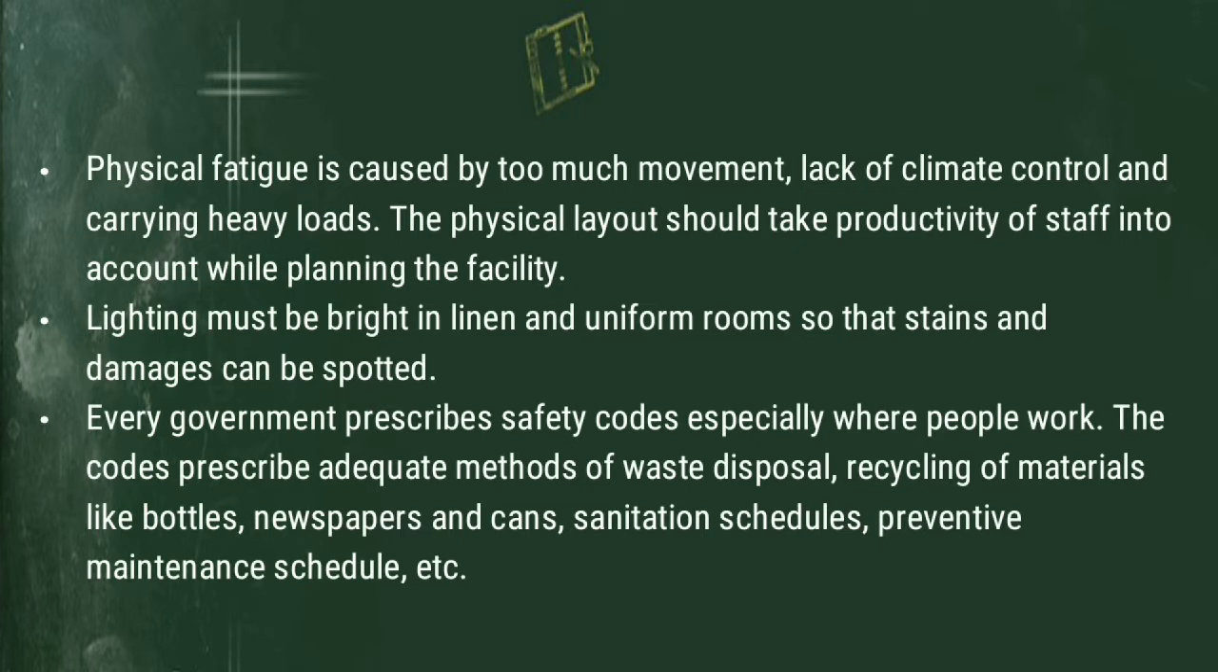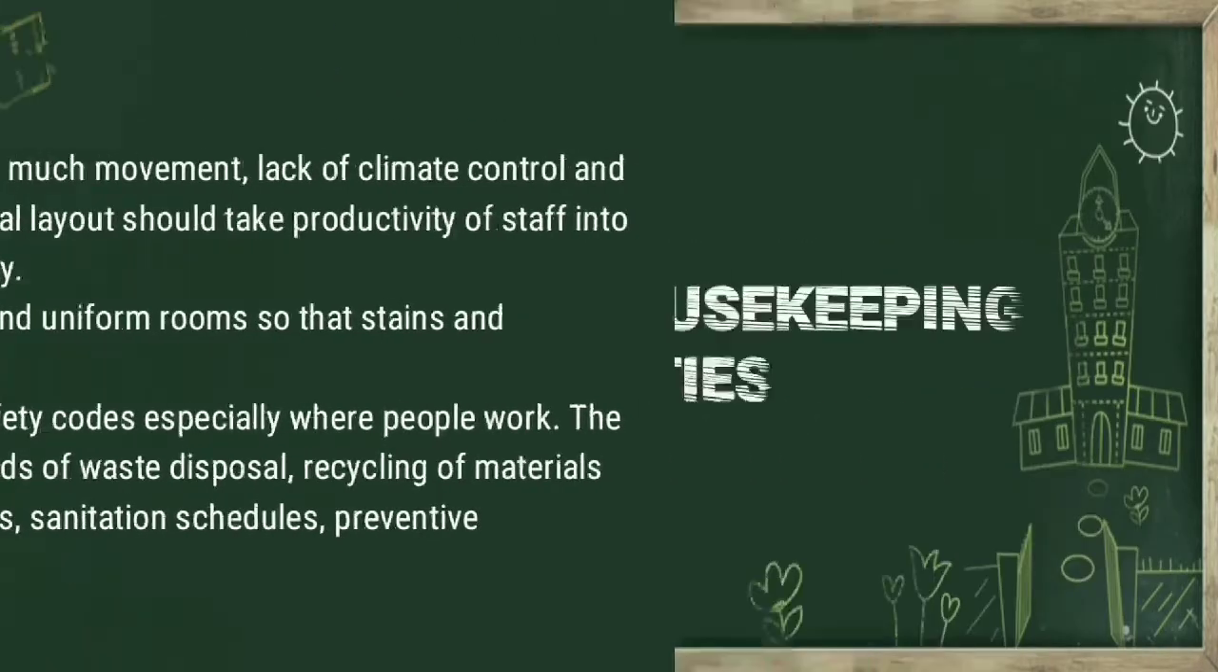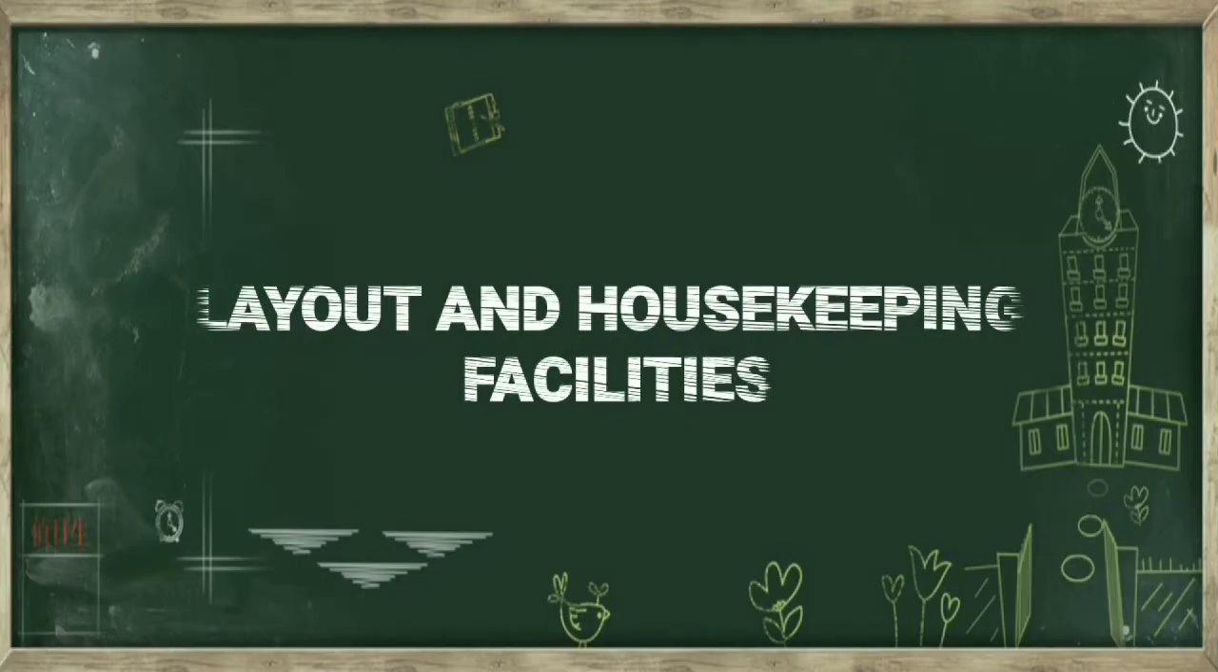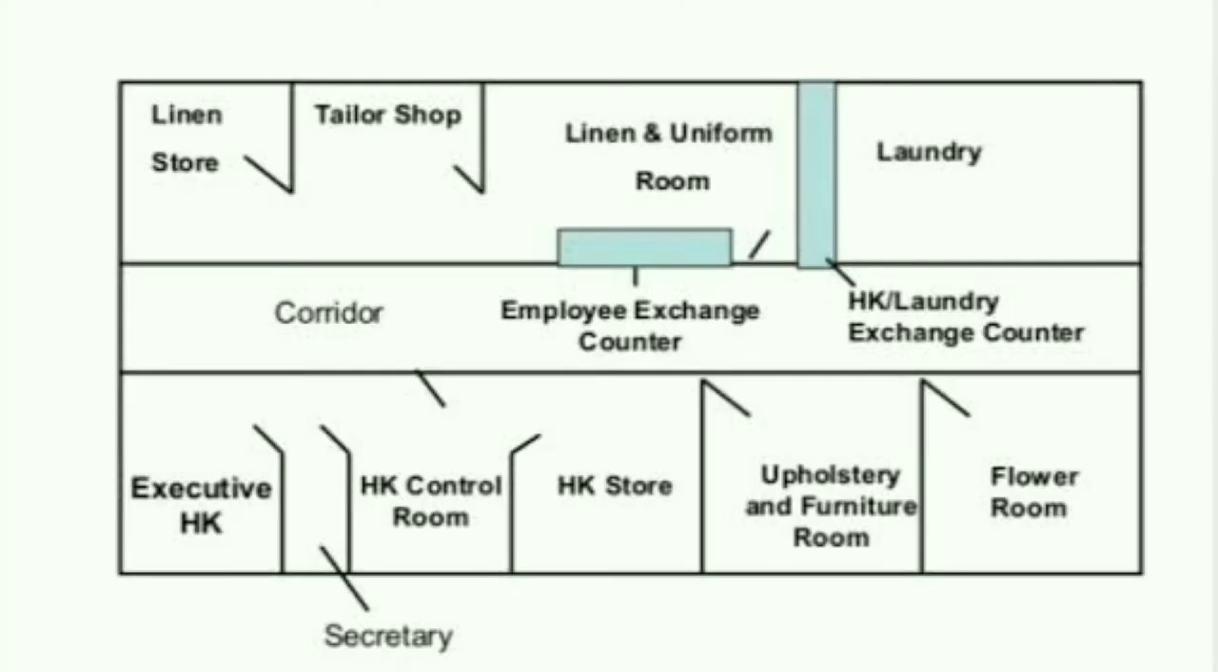The codes prescribe adequate methods of waste disposal, recycling of materials like bottles, newspapers, and cans, sanitation schedules, preventive maintenance schedules, etc. Next is layout and housekeeping facilities. As you can see here, one example of the layout of a housekeeping facility.